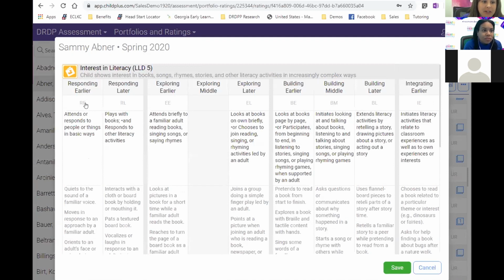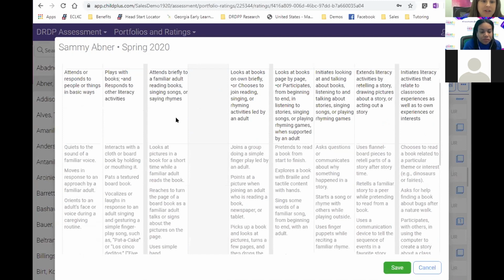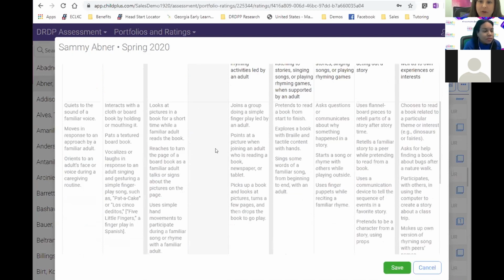For responding earlier or early infancy, for interest and literacy, we have attends to or responds to people, things in basic ways. Let's bump up to integrating earlier. We have initiates literacy activities that relate to classroom experiences as well as to own experience or interest. So it just shows you what the descriptors are for each one of these areas on the developmental continuum. Underneath that, there are actually examples, so you know exactly what these look like in the classroom as you're looking for examples and observations. This is going to show you a little bit more specific.